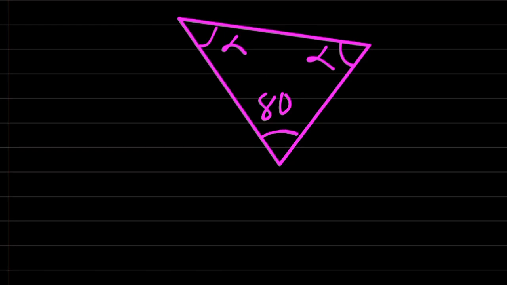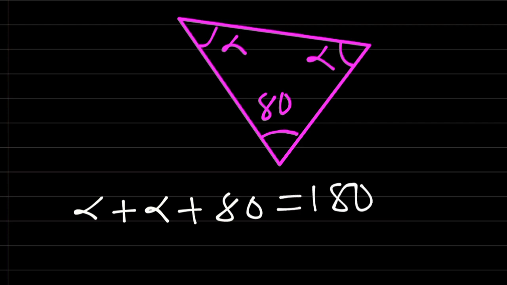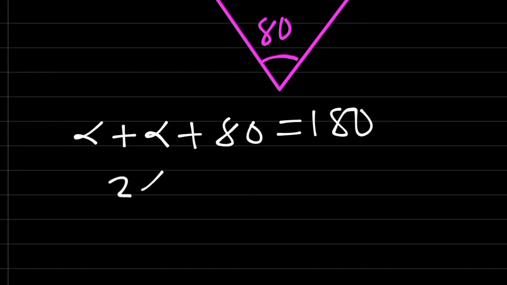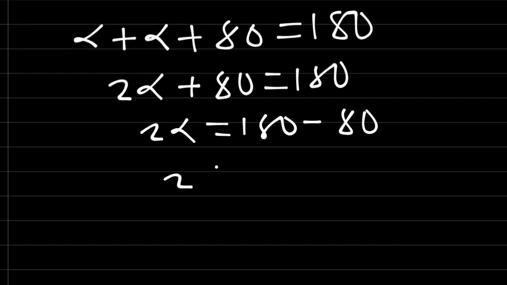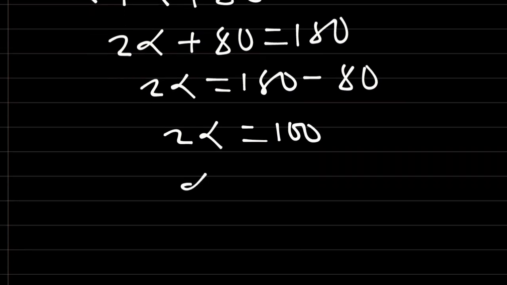Sum of angles in a triangle is equal to 180. Alpha plus alpha plus 80 degrees is equal to 180 degrees. 2 alpha plus 80 degrees is equal to 180. Therefore, 2 alpha is equal to 180 minus 80 degrees. Then we have 2 alpha is equal to 100 degrees. Divide both sides by 2, alpha is equal to 50 degrees.